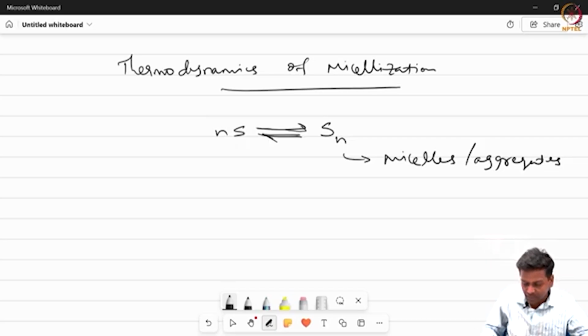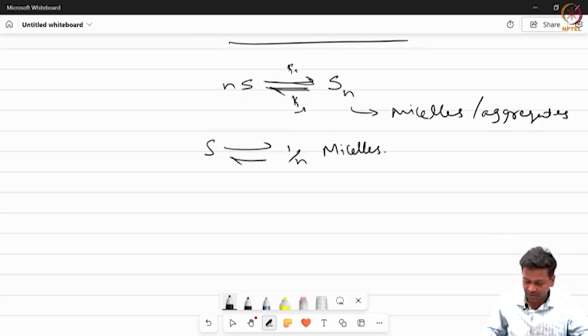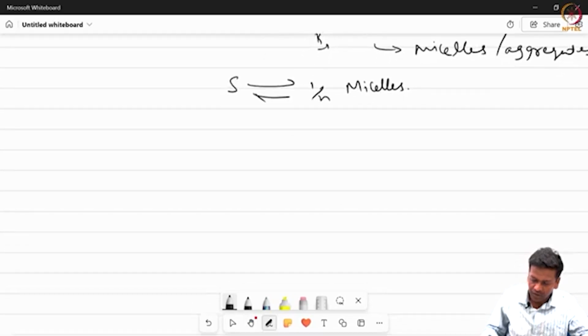So this represents the equilibrium process, right? If we simply use this reaction approach, I can represent this as micelles, monomer going from micelles. So let's start with our criterion of equilibrium.